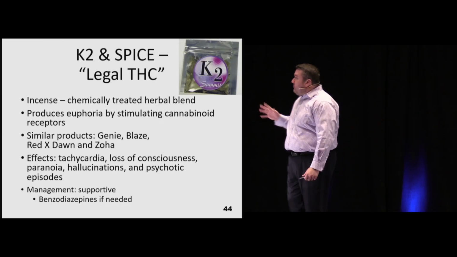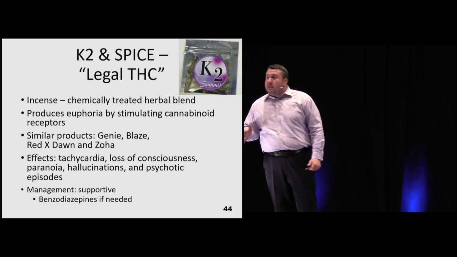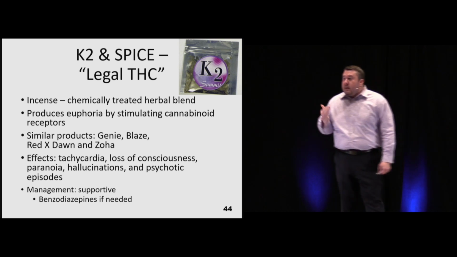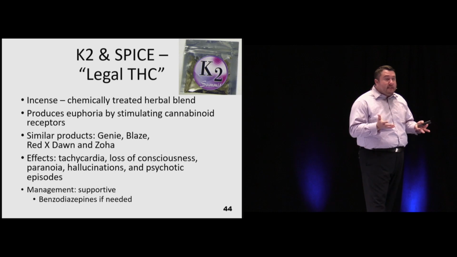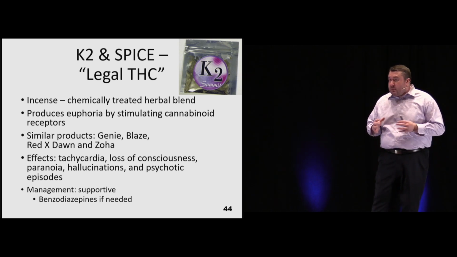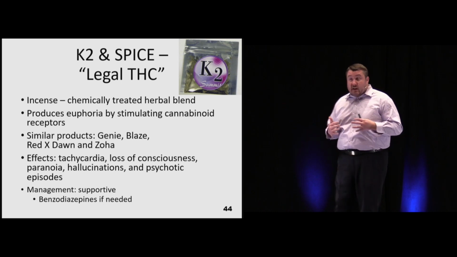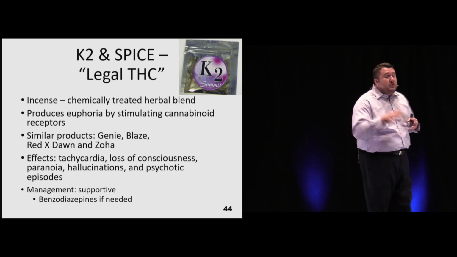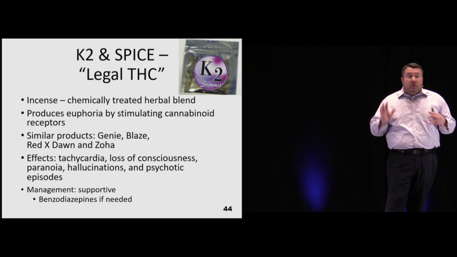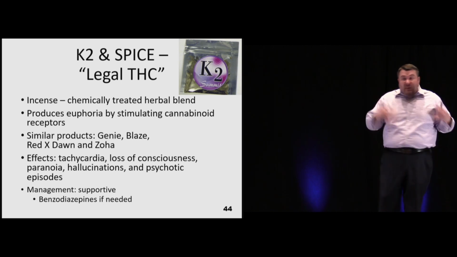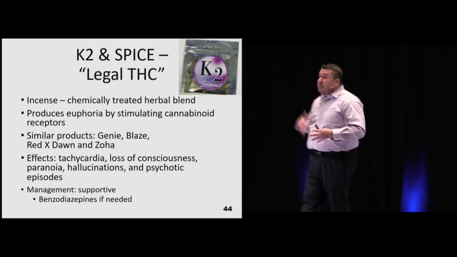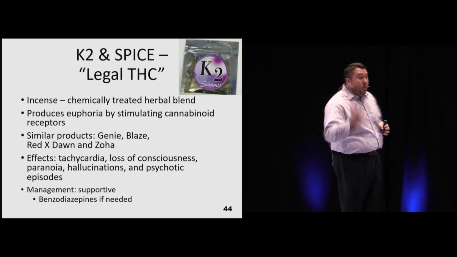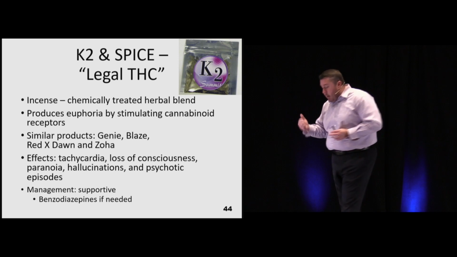So I made a couple allusions to this, but K2 or spice. If you've never run into this, K2 or spice is sometimes referred to as the legal THC. This is potpourri, this herbal incense that's been treated with chemicals that stimulate the cannabinoid receptors just like THC does. But usually it's much more potent. In addition to stimulating those receptors, it also gives us some catecholamine effect. So people use these, they get the euphoria, they get the effect that you'd usually get from smoking THC, but sometimes they use it too much and they get the catecholamine effect, and they use it more and more, and they develop a tolerance, and it takes more and more every time.